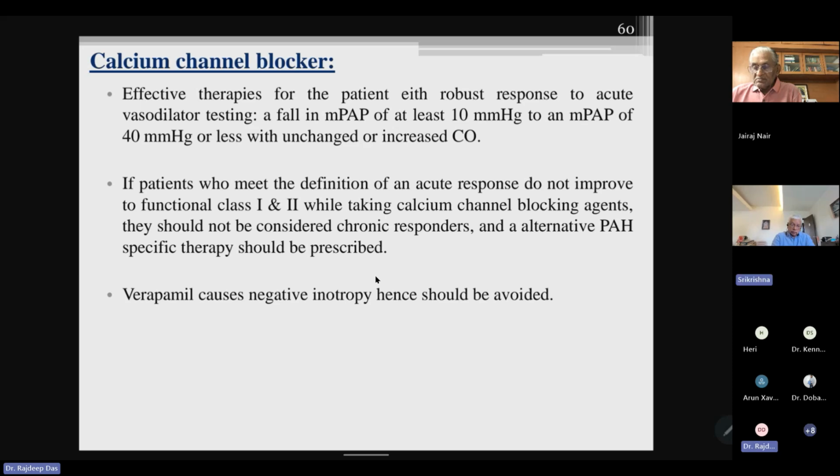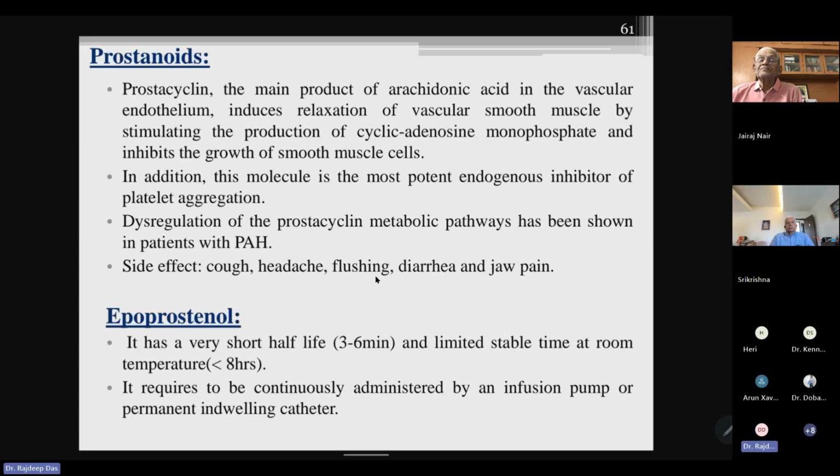prescribed. Verapamil, which causes some negative inotropy, should be avoided amongst all the calcium channel blockers. The prostanoids are one of the major mainstays of treatment in PAH. Prostacyclin, the main product of arachidonic acid in the vascular endothelium, induces relaxation of the vascular smooth muscle by stimulating the production of cGMP and inhibits the growth of smooth muscle cells. In addition, this molecule is also a potent endogenous inhibitor of platelet aggregation.